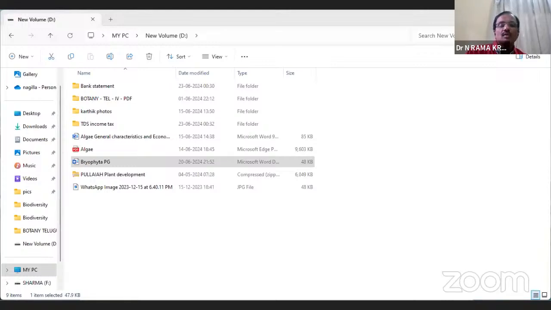So the development of the antheridia, that is most important here. Whatever we see in the previous part, we have completed. Now, for example, this is the thallus. In this thallus, first, one cell, we call it a superficial thallus cell.